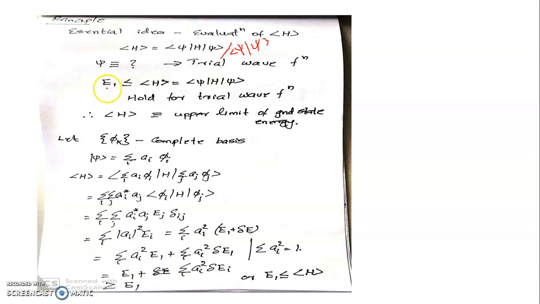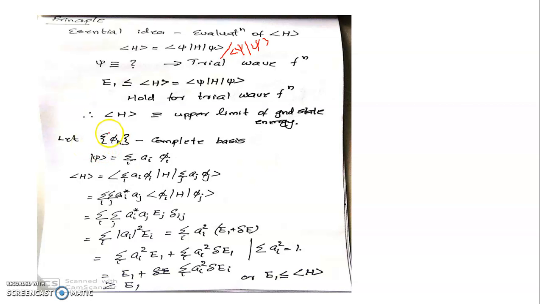Then you have a choice that if you have made the wave function properly or following a proper guess, then definitely this will give you a value equal to the ground state energy. This mathematically we can prove also. So expectation H gives you an upper limit of ground state energy. I have taken it for ground state.